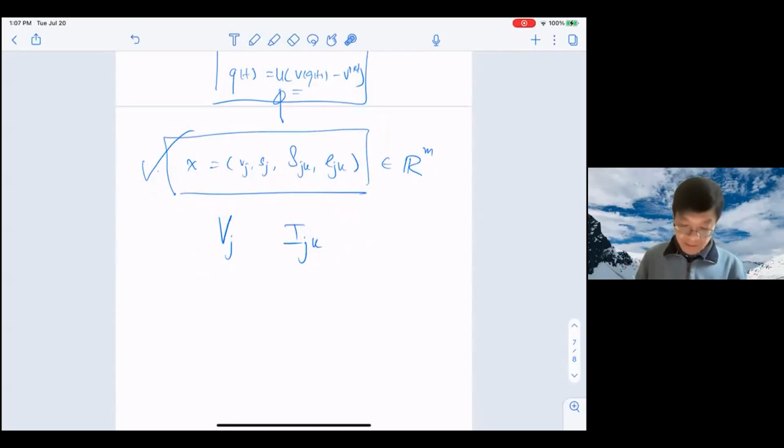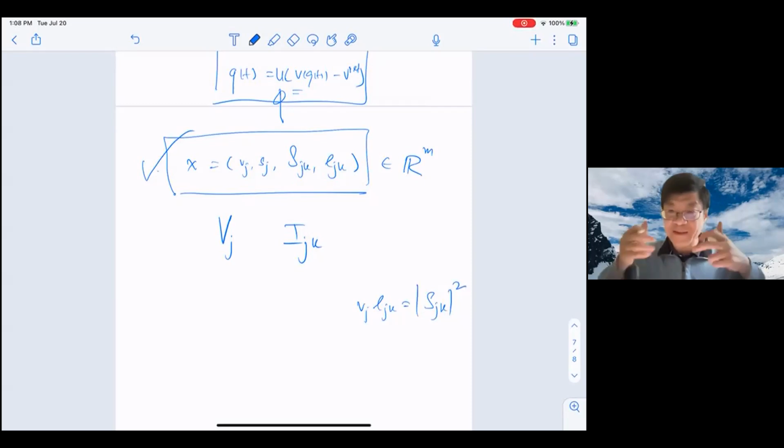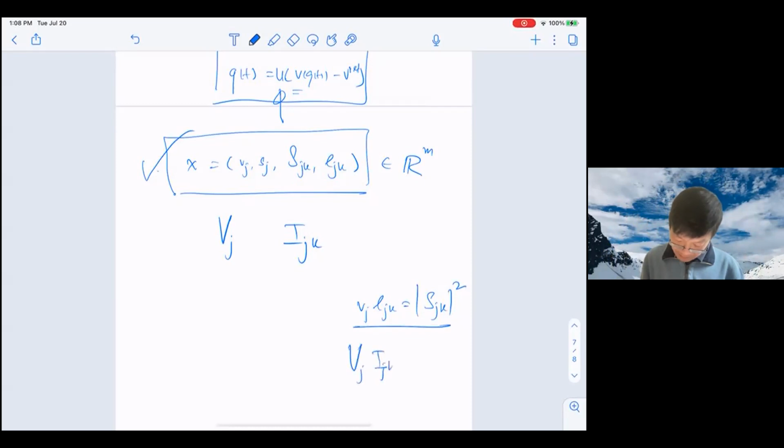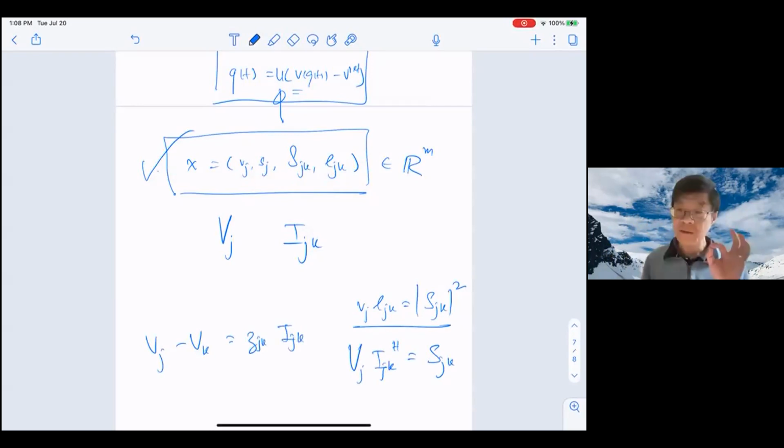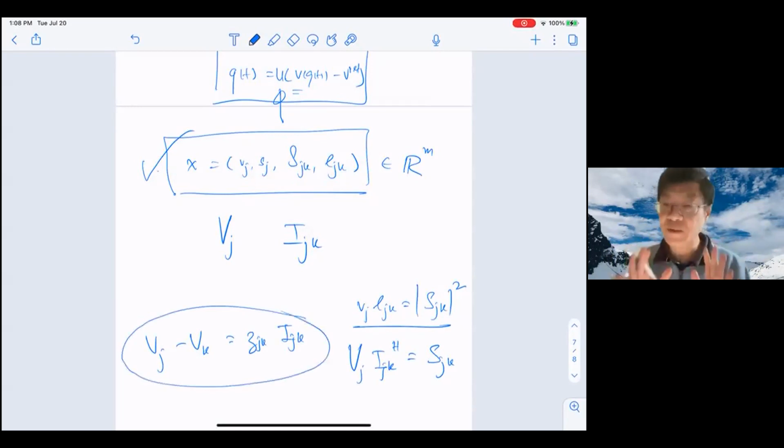The answer is that, remember, one of the equations is something like Vj times the complex conjugate of Ijk equals Sjk, okay? So when you take the square of equations, you may introduce spurious roots. That's the issue, right? Because the original thing is actually the phasor complex conjugate equals this, right?